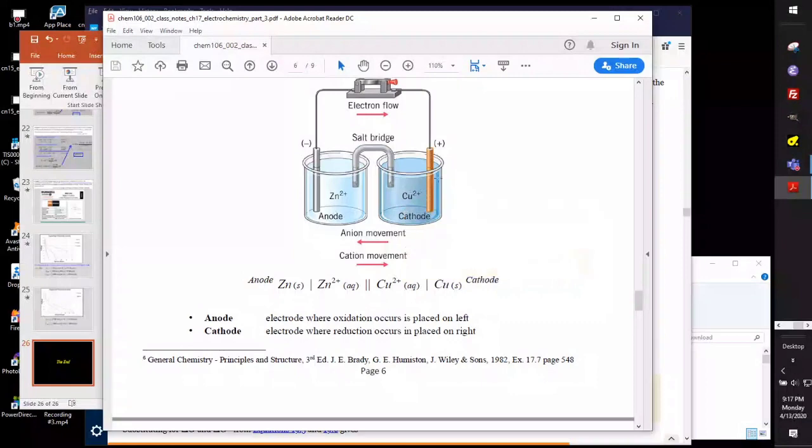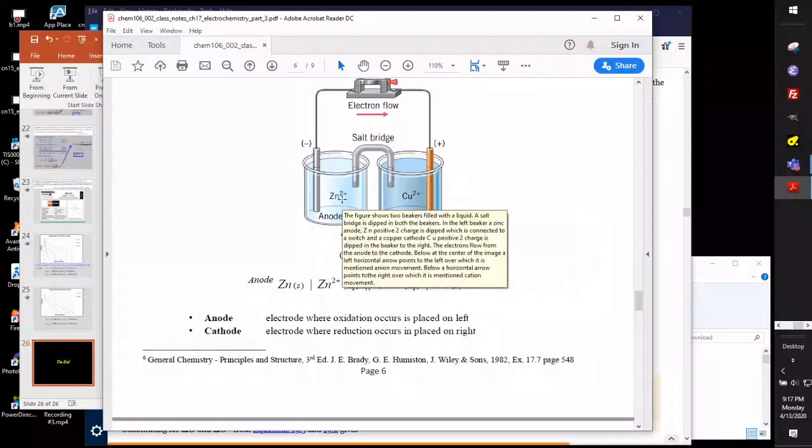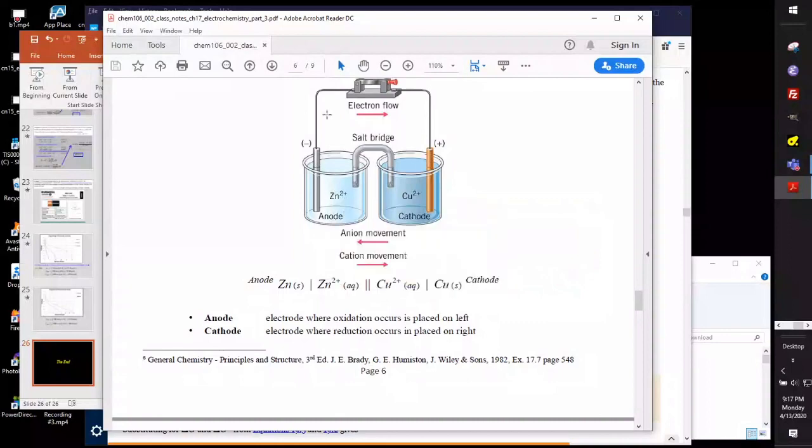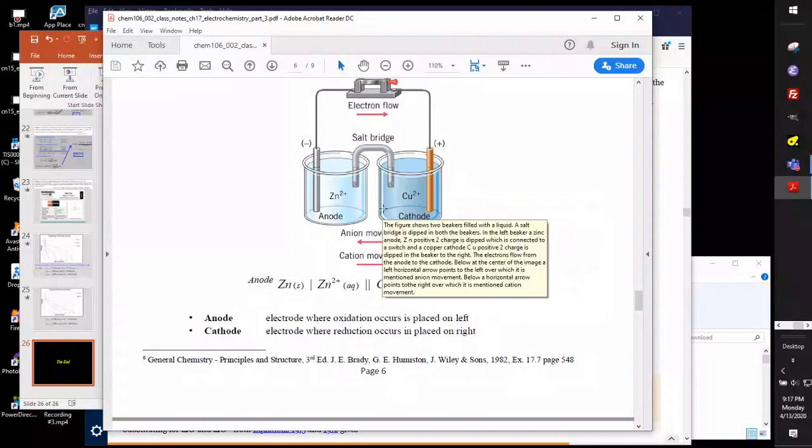And it gets the electron that it's reduced with from over here, the anode, where zinc dissolves. Zinc 2+ goes into solution, and the 2 electrons go through the wire and over to the cathode, where they are picked up by the copper.